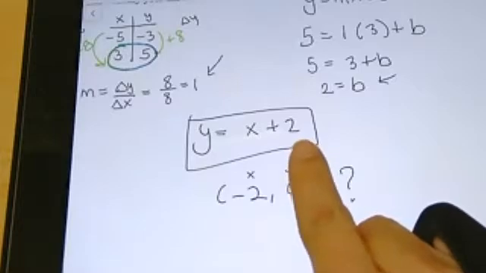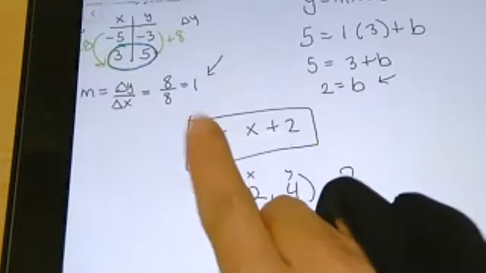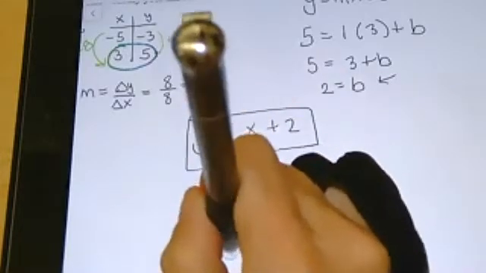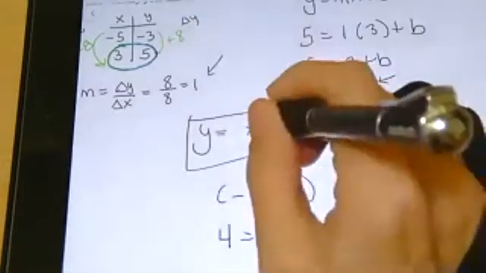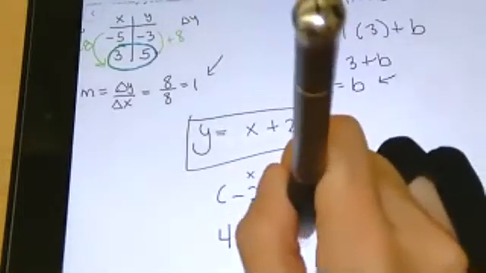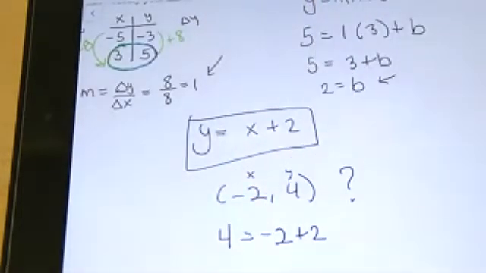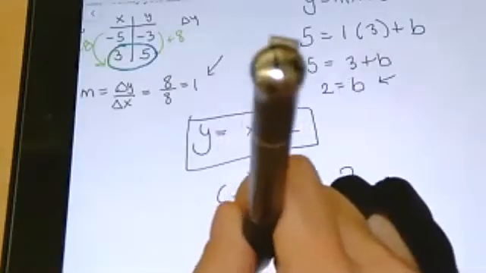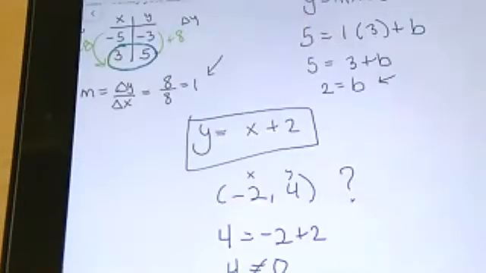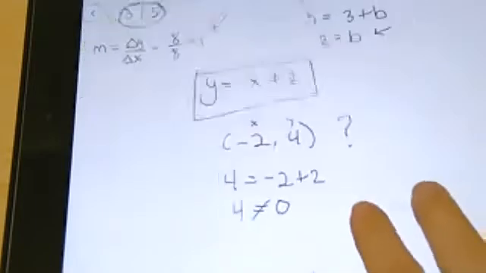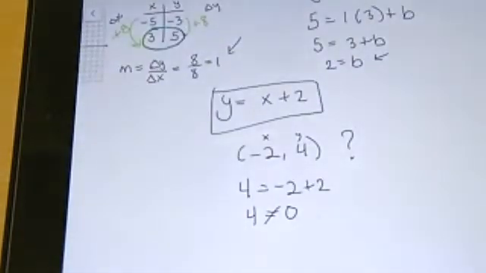So the y is 4, so I'm going to put a 4 right there. And my x is -2, plus 2. So -2 plus 2 is 0. 4 equals 0 is not true. 4 is not equal to 0. So that means it is not on the line.